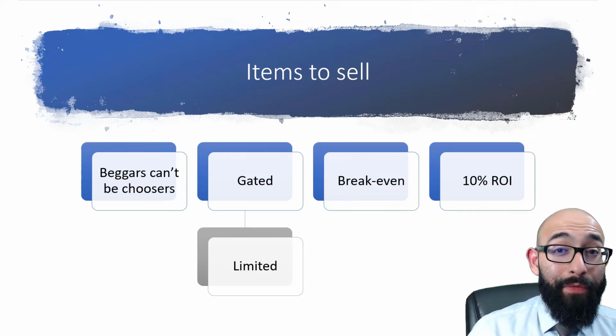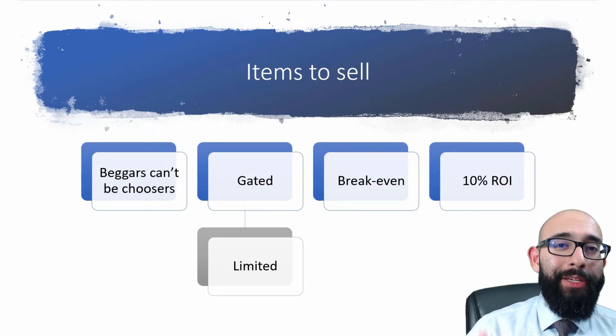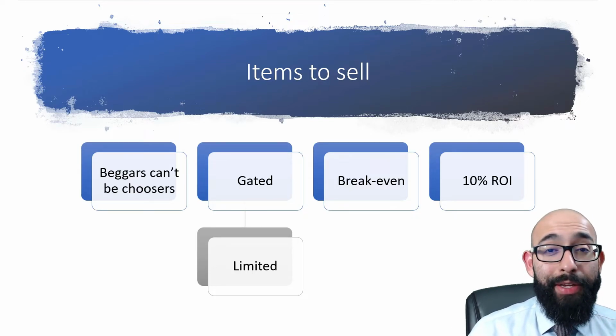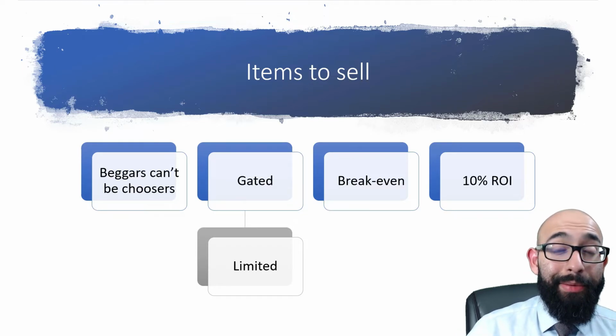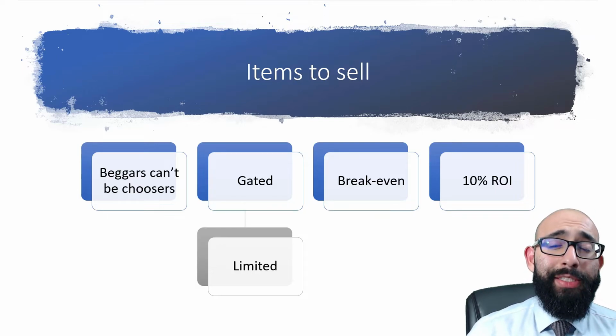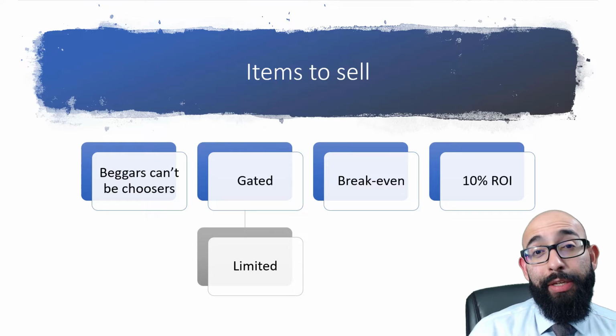For instance, when I first started doing arbitrage, I was walking around Walmart and Target using my phone, scanning items, looking for products to sell on Amazon, only to find out that I couldn't sell any of them because I was gated. So what I did to combat this, I went on Tactical Arbitrage and I looked for products that had 10% ROI, return on investment, or products that I was breaking even on.